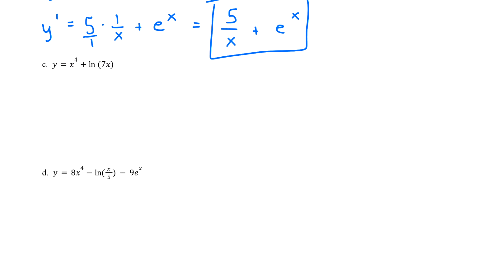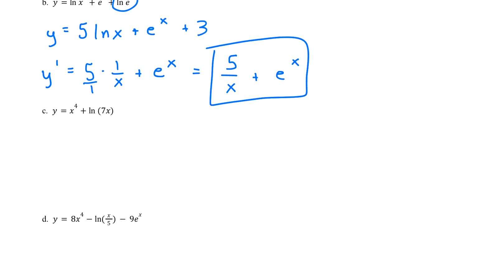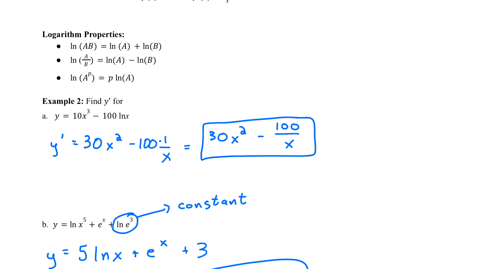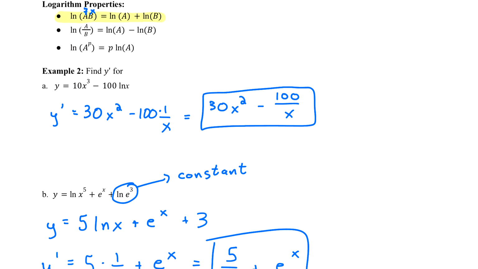Part C right here, I have y equals x to the fourth plus natural log of 7x. So this time I don't have x to some power, this time I have a constant multiple of 7. So again, I'm going to need to make use of those logarithm properties. If I scroll back up and take a look at them. Here, I'm going to have to make use of this first logarithm property. This says natural log of a times b, so I can think about that as 7 times x. Well, I can break that up into two separate logarithms. That's natural log of 7 plus natural log of x.